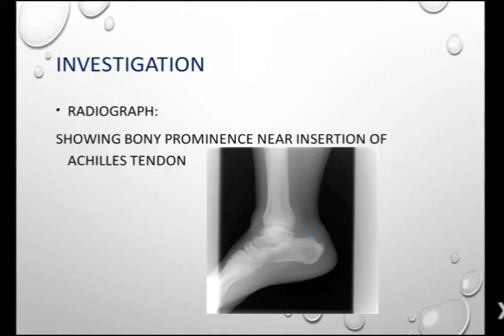Investigation of retrocalcaneal bursitis is radiograph. In the radiograph, you are seeing bony prominence near the insertion of the Achilles tendon.